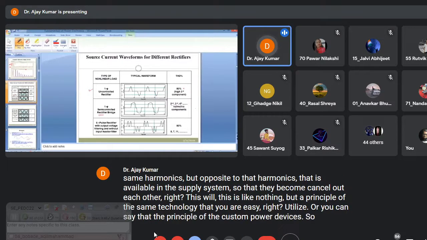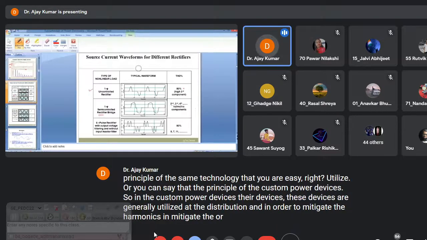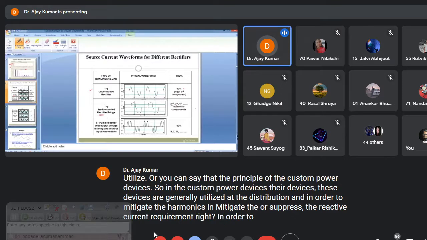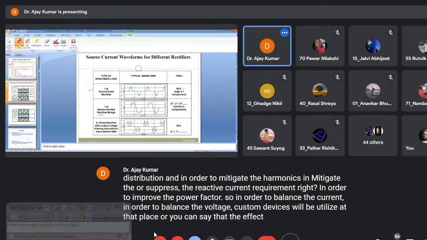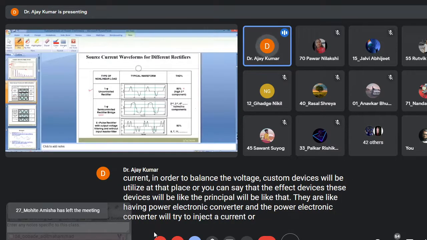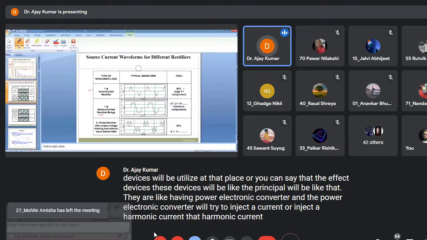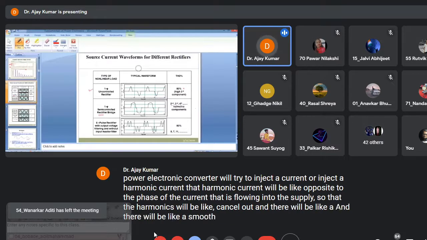Shunt active power filters are utilized, or you can say this is the principle of custom power devices. These devices are generally utilized at the distribution end in order to mitigate harmonics, to suppress the reactive current requirement, to improve the power factor, to balance the current and to balance the voltage. So custom devices, or you can say FACTS devices, are utilized at that place. The principle is that they have a power electronic converter, and that converter will try to inject a harmonic current opposite in phase to the current flowing into the supply, so that the harmonics cancel out and there is a smooth sinusoidal signal on the AC side.